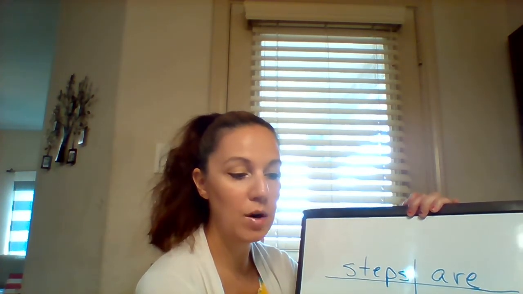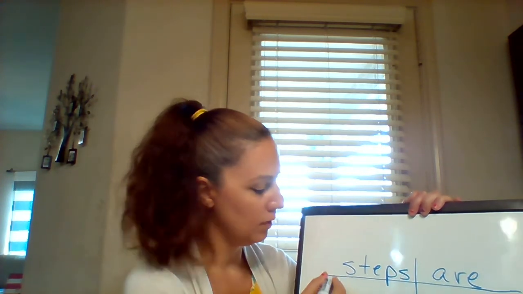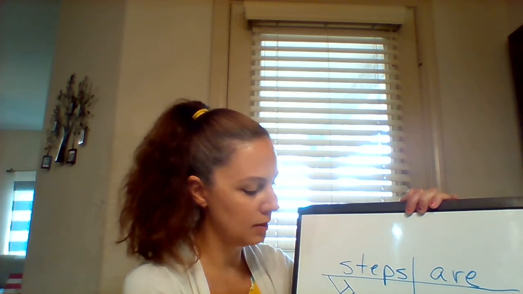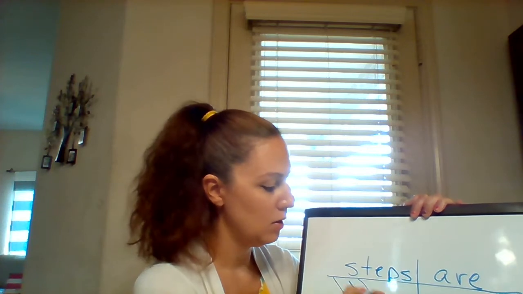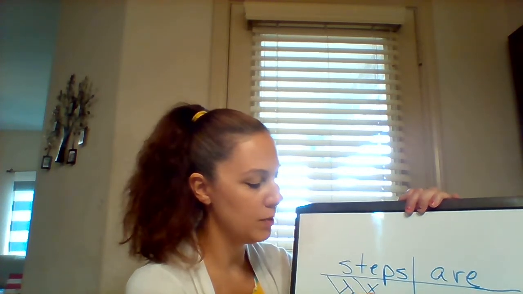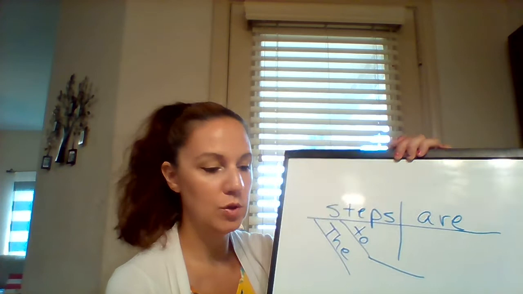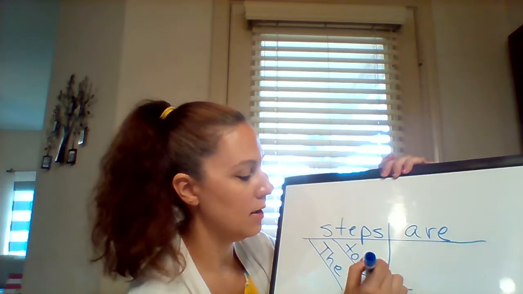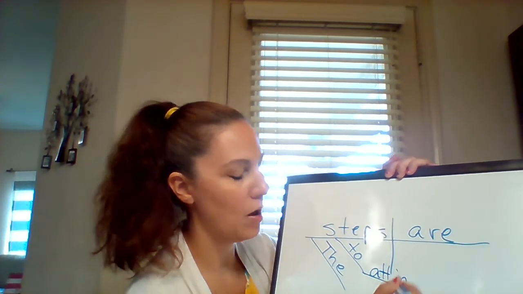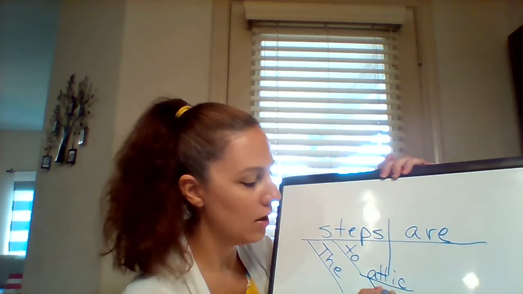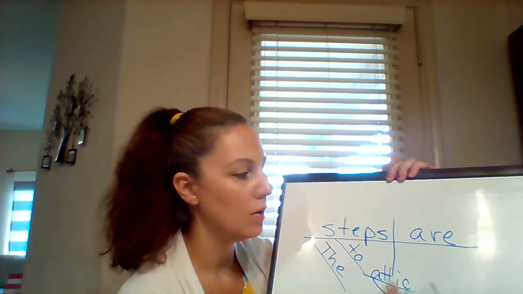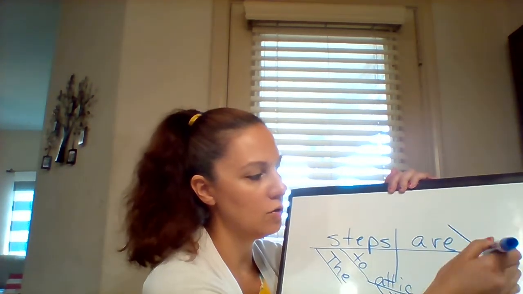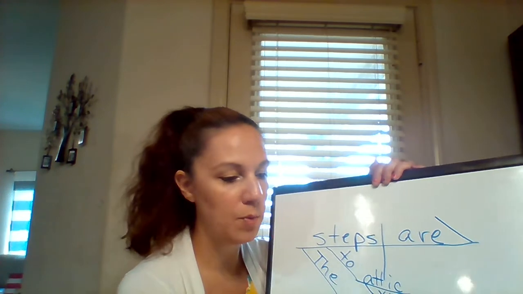That's my basic part of my sentence. Okay, the first part of the sentence is the steps to the attic. So we have steps. The describes the steps. To the attic, it's a prepositional phrase. So we put it like this. Preposition goes on the slanty line. To, attic is my object of the preposition, and the is describing attic. So to the attic.